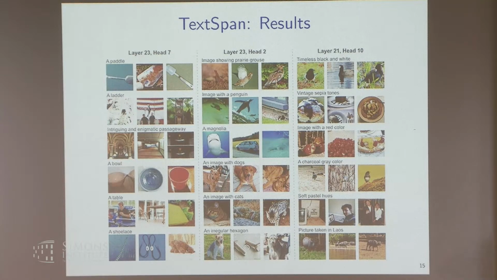I apologize that the text is a bit small, but for instance, like this one, layer 21, head 10, you get the top one is timeless black and white. The second is vintage sepia tones. The next is image with a red color. The next is a charcoal gray color. Basically, then like soft pastel hues. This one's a bit weird. It says picture taken in Laos.